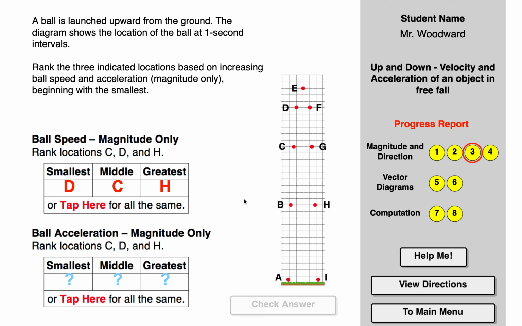And then when we're looking at the acceleration, well, the acceleration of the ball is the same every moment in time. It's always changing speed by 9.8 meters per second every second. So the acceleration is all the same.